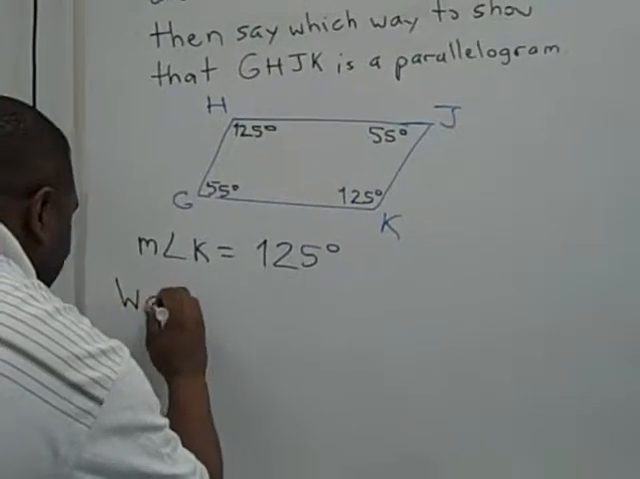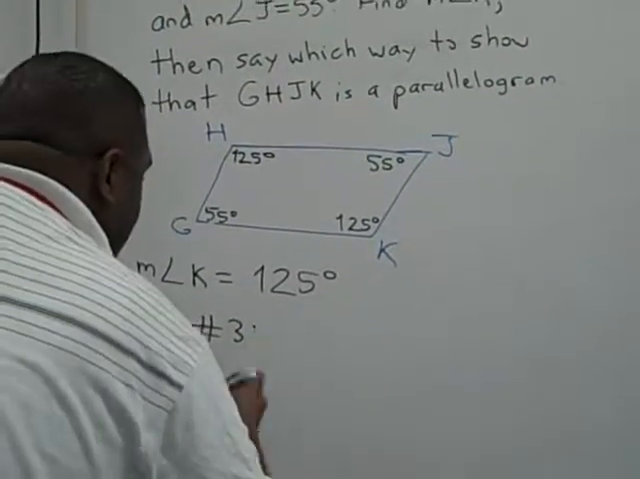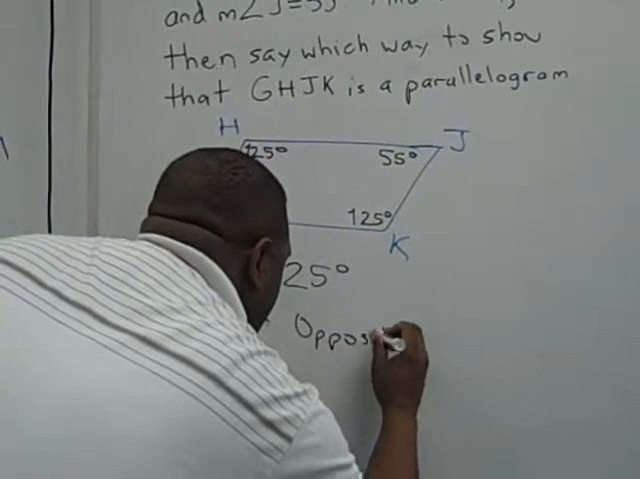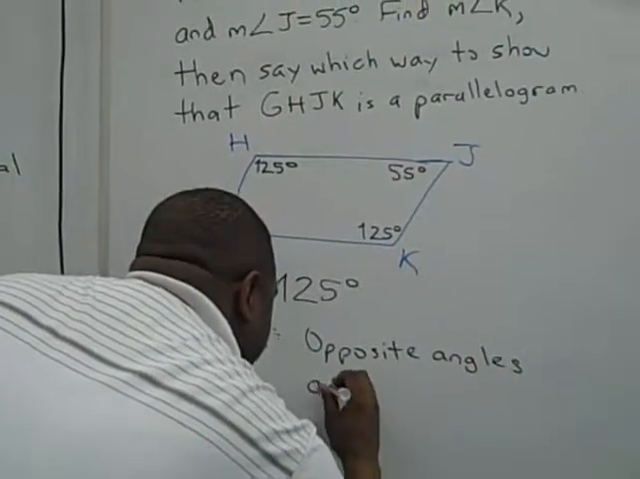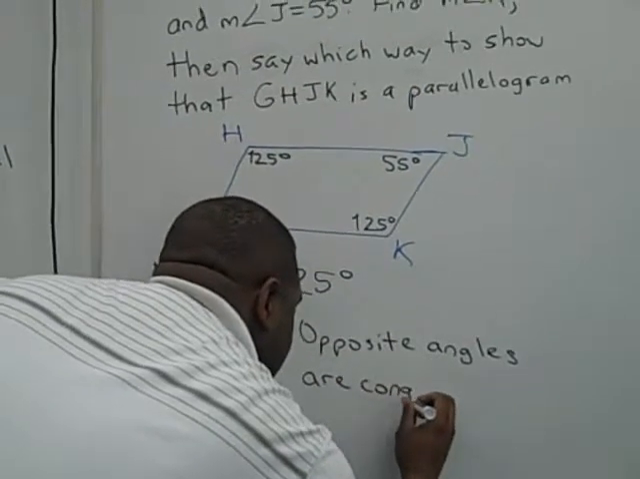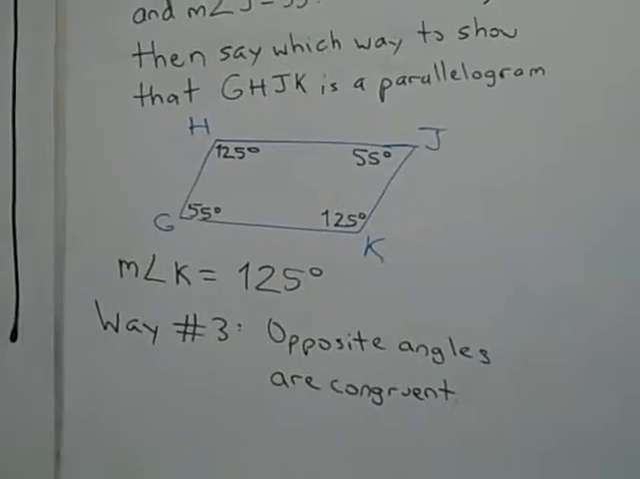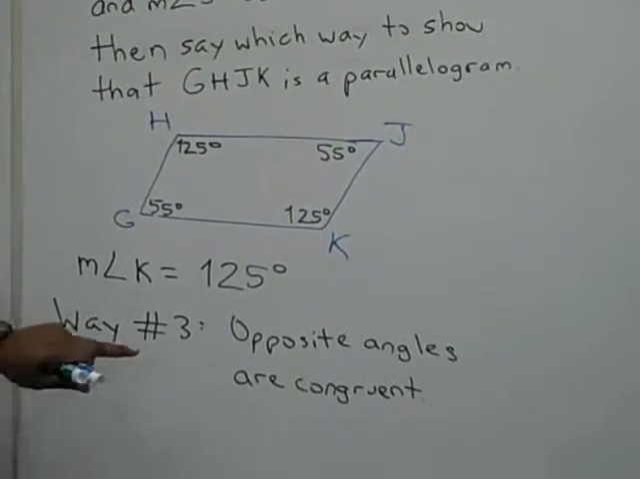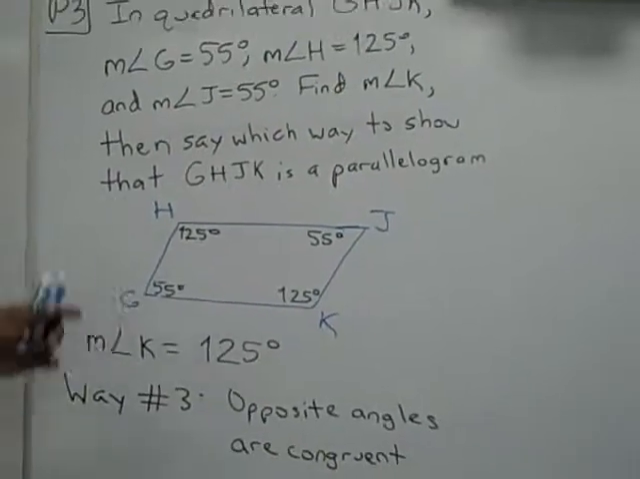Way number 3, remember, states that opposite angles are congruent. Okay? Some of y'all probably beat me to the punch there. Couldn't remember my order. But anyway, way number 3, opposite angles are congruent. So this is how we have to answer this question.